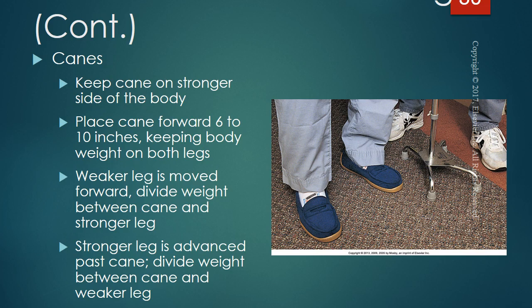For maximum support when walking, the patient places the cane forward 15 to 25 centimeters or 6 to 10 inches, keeping body weight on both legs. The weaker leg is moved forward to the cane, so body weight is divided between the cane and the stronger leg. The stronger leg is then advanced past the cane, so the weaker leg and body weight are supported by the cane and the weaker leg. During walking, the patient continually repeats these three steps. The patient needs to learn that two points of support, such as both feet or one foot and the cane, are on the floor at all times.